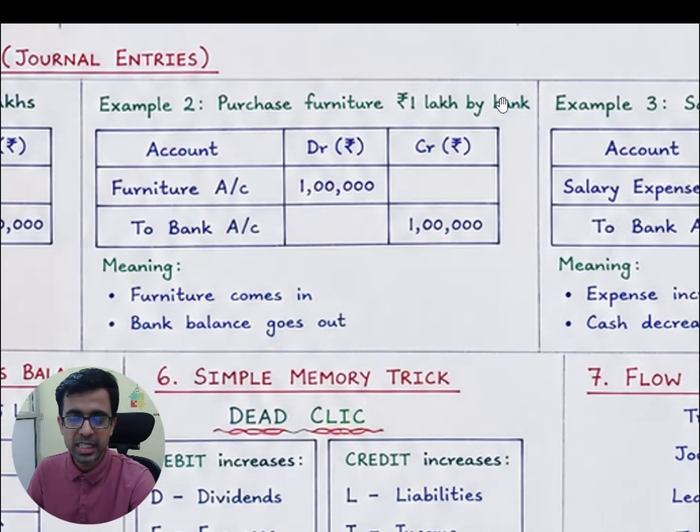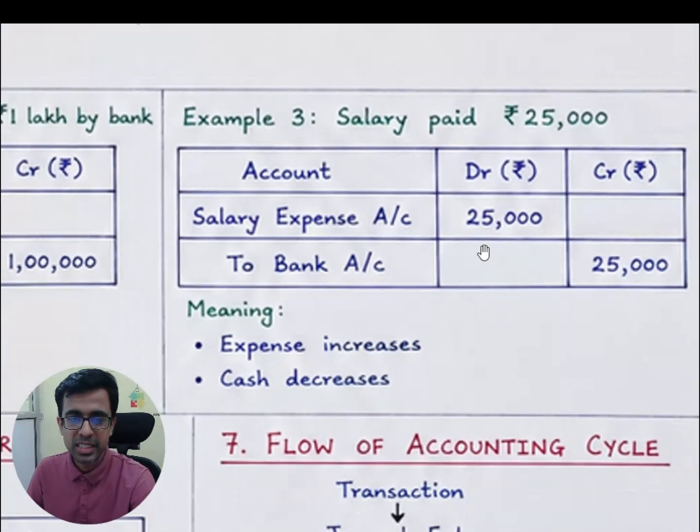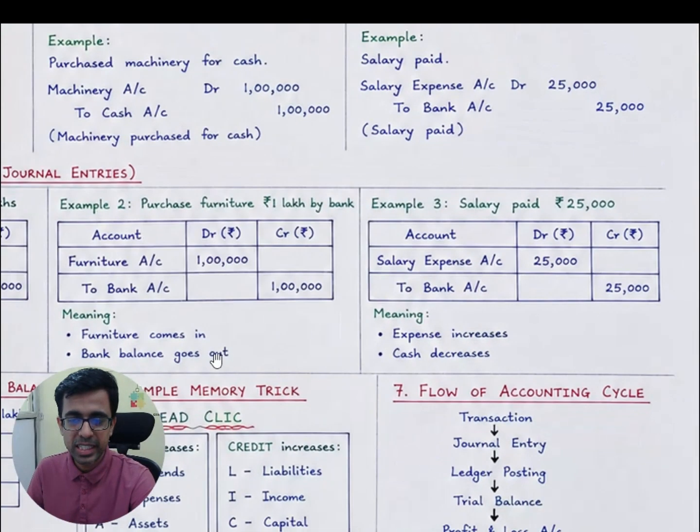Purchase of furniture 1 lakh by bank. Furniture account is debited, bank account is credited. As we see, furniture comes in, bank balance goes out. Third example, salary. Salary is debited and bank account is credited. As we know, salary is an expense and cash decreases.